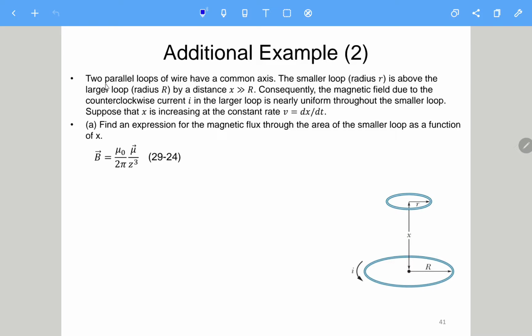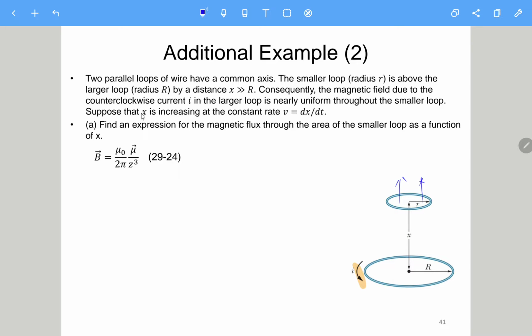So here, it says two parallel loops of wire have a common axis, this one and this one. The smaller loop is above the larger loop by a distance x. This is x, the distance between them. Consequently, x is much larger than capital R. And then the magnetic field due to the counterclockwise current here in the larger loop is nearly uniform throughout the smaller loop. We suppose that the magnetic field here is nearly uniform because this x is quite large.